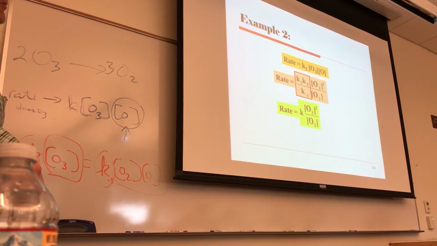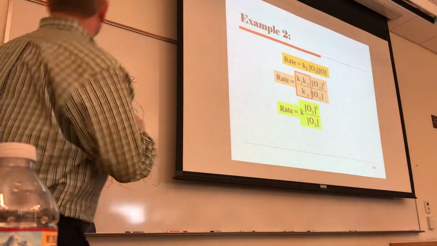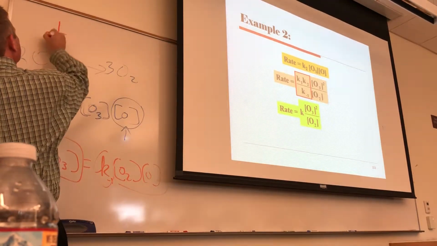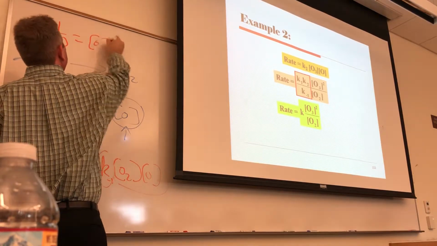But then again, do we care about the overall order? Not necessarily. It's just like a rough estimate. Why was it negative 1 order of O2? On the bottom, you know? So 1 over this is the same thing as that.